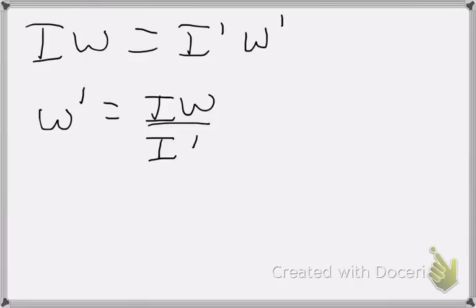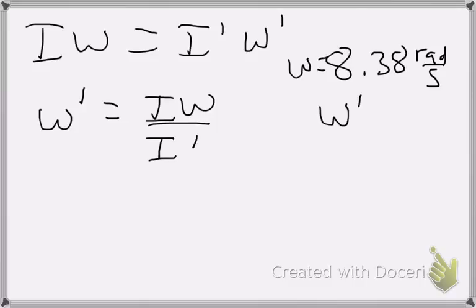Alright, let's solve this for the final angular velocity. Now remember, our number we were looking at before was 8.38 radians per second. That was the initial. Is the final angular velocity going to be greater than, less than, or what if, I don't know, could it be the same? We don't know. Let's calculate.